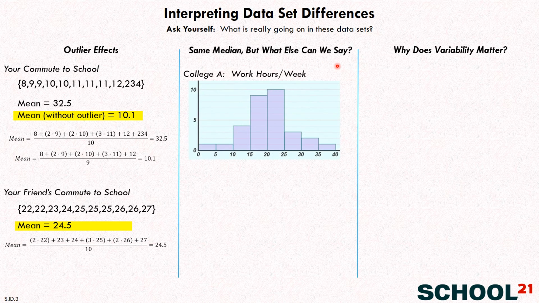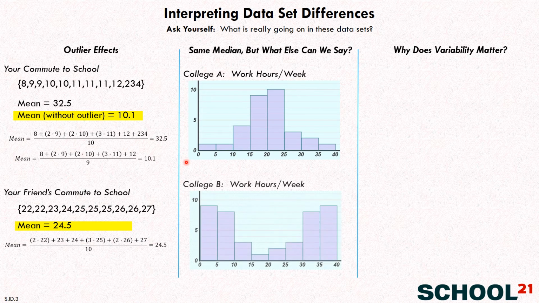So we're going to go ahead and look at 2 colleges and how many hours per week the students that we surveyed are working. So here's College A, and this is a histogram. So these are the number of students who are in these ranges. So one student only worked 0 to 5 hours. Another 1 student here worked 5 to 10. Looks like, let's see, 1, 2, 3, 4 students worked in the 10 to 15 range. You get the idea, yeah? Yeah. Okay. Now let's look at College B.